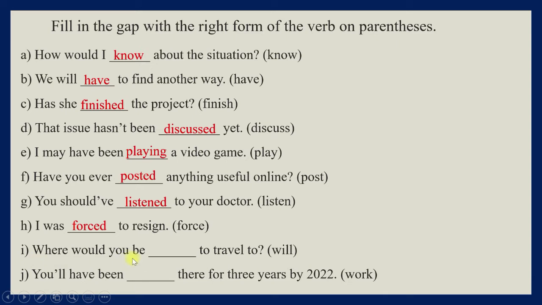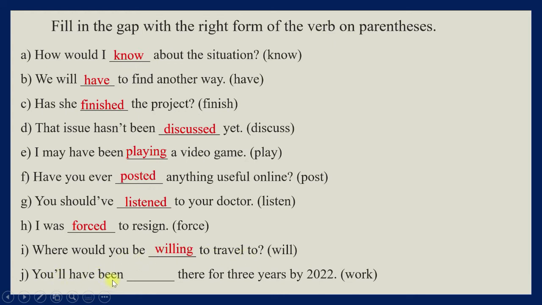I. Where would you be something to travel to? Will in here, remember, this will is our main verb. This is not a modal verb, guys. Look it up in a dictionary if you want to find out the meaning of will as a main verb, not as an auxiliary verb. So where would you be? Be is our last auxiliary verb, and this is an active sentence, so this needs to be in ing form. Where would you be willing to travel to?